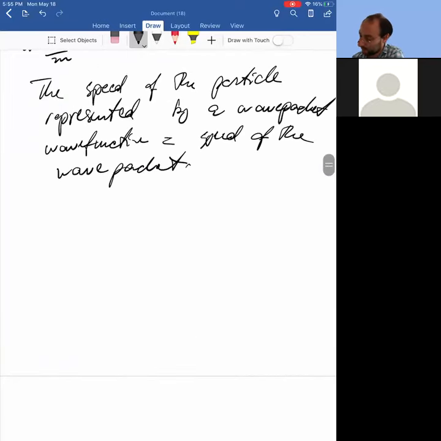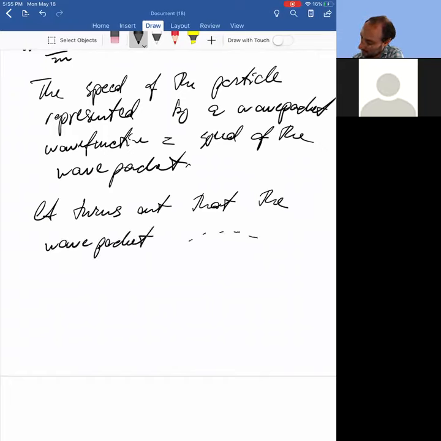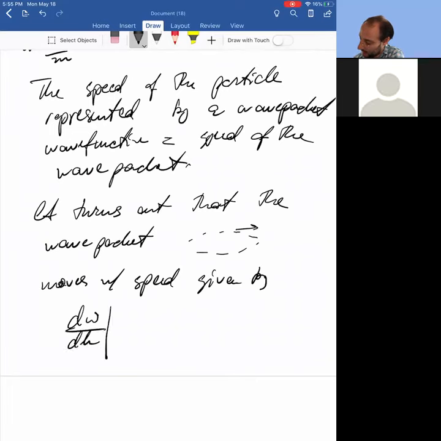It turns out that the wave packet moves with speed given by d omega dk evaluated at the dominant harmonic. So it's not the speed of the dominant harmonic, but this concoction called d omega dk evaluated at the dominant harmonic.